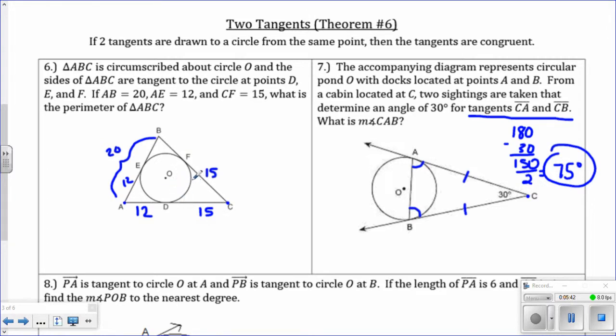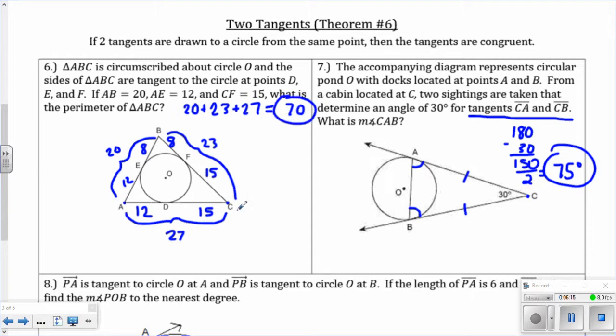Now to get the tangents at the top, both drawn from B, they are congruent. If this whole side is 20, AE is 12, 20 minus 12 gives us 8, and using the theorem one more time, we know that BF is also 8. So now to get the other sides of the triangle, we just have to add 8 plus 15 is 23, 12 plus 15 is 27, and if we add the three sides of the triangle, 20 plus 23 plus 27, to get the perimeter, we get 70.